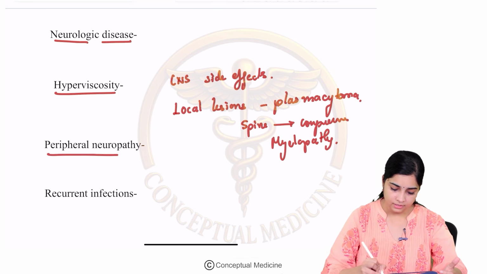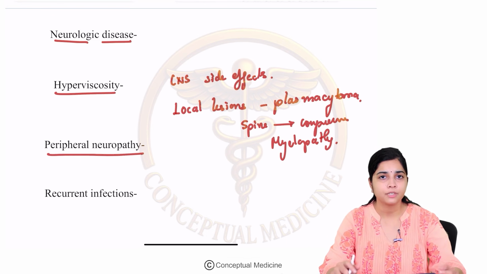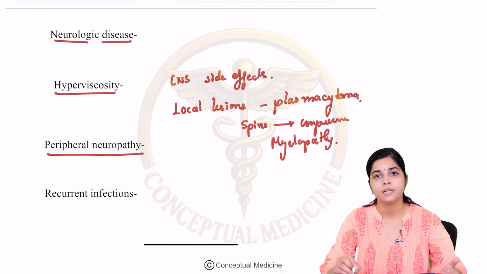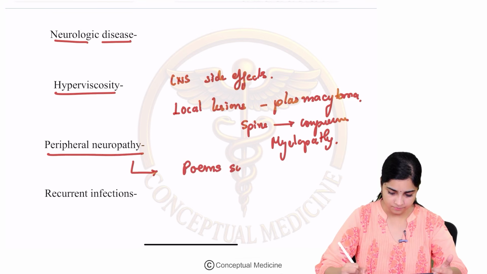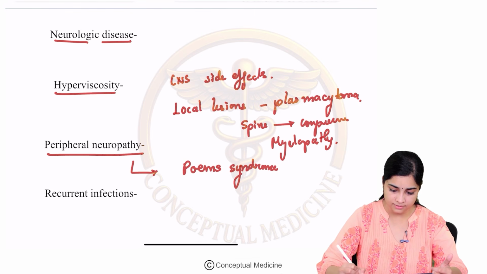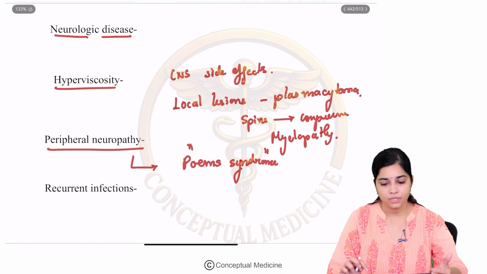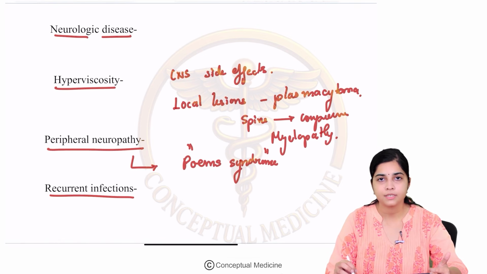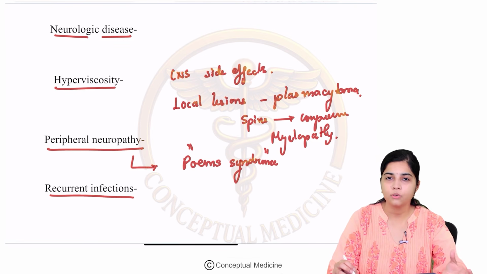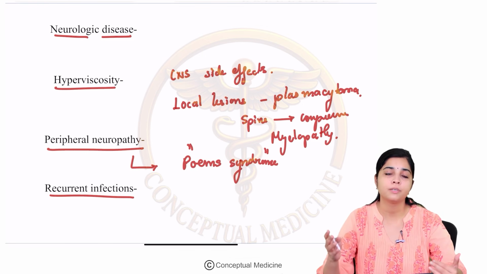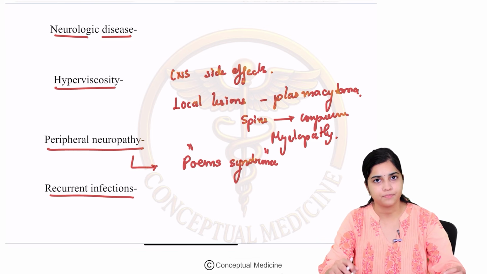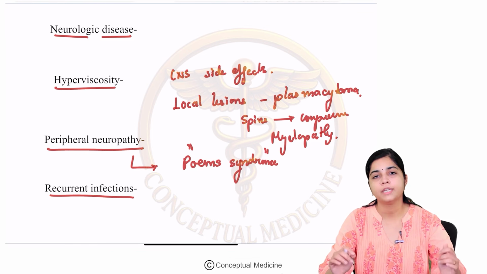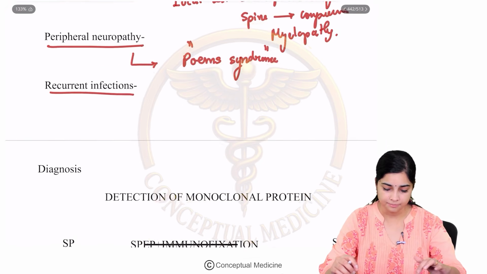Then, can multiple myeloma cause peripheral neuropathy? Yes, it is associated with peripheral neuropathy, significantly associated with POEMS syndrome. POEMS syndrome is an important syndrome, we will be discussing that again. Also, myeloma patients are prone to recurrent infections. This is mainly because their immunity is low, because the normal gamma globulins are lower and you have a monoclonal protein which is overtaking that, and hence the immunity drops and they are prone to recurrent infections. So, this is about the various clinical manifestations which you can see in multiple myeloma.